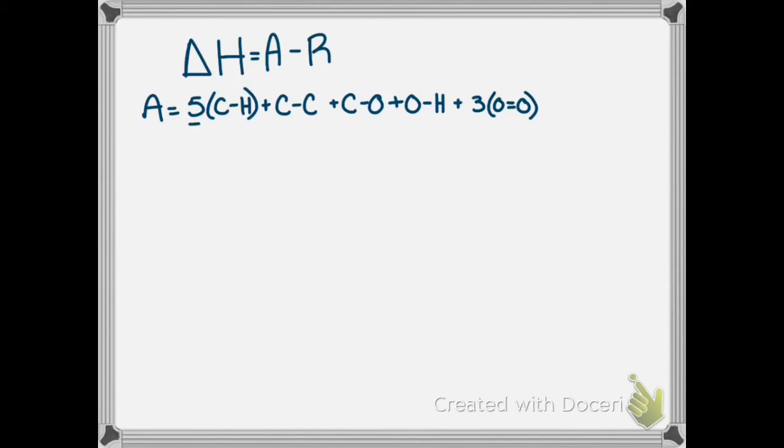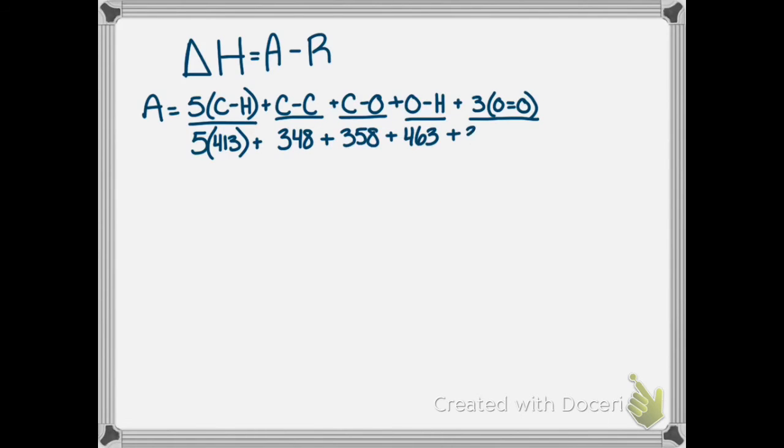Now that we have that, we can actually find our values. So if we find our first value of C bonded to H, we're multiplying that value by 5. So 5 times 413 from that table for the enthalpy values. Plus, we find our C single bonded to a C, so we add 348. Plus our 358 for our CO bond, plus the 463 from the OH bond, and then finally our 3 times the 495 for our O double bond molecules.